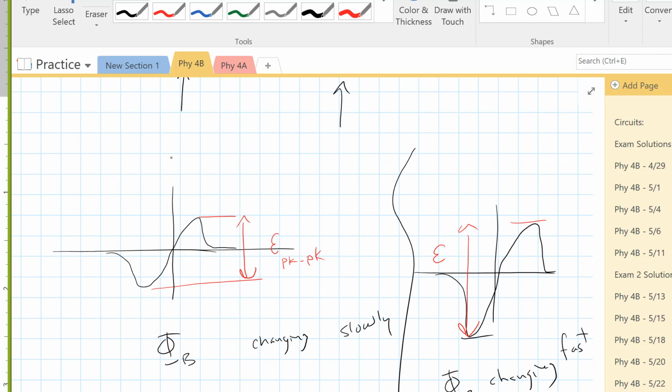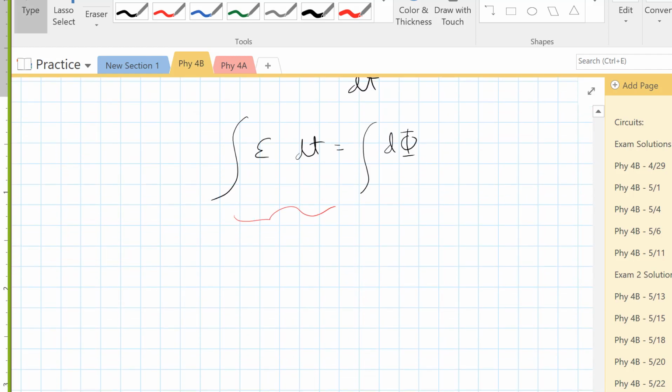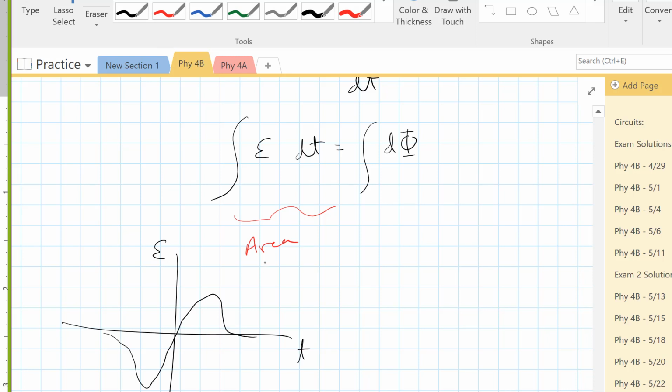These plots we're looking at are EMF versus time, right? What is the integral of EMF versus time on an EMF versus time plot? The area under the curve, right? The area under the curve. So this is area. If we have a plot that looks like this, the area is that right there, right?